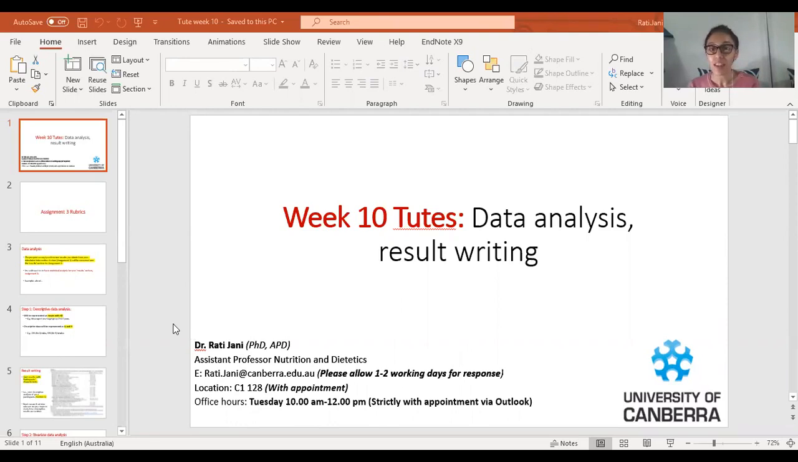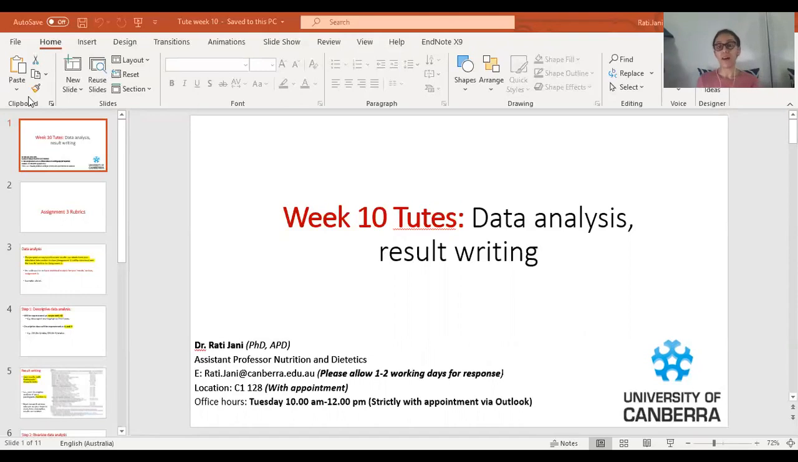So guys, I'm recording your tutes, which is week 10 tutes. So in the lecture I spoke about manuscript writing in terms of writing the introduction, the methods, and the discussion. So now we'll be looking at how to write your, not write, but how to undertake your data analysis, and then how to write your results.